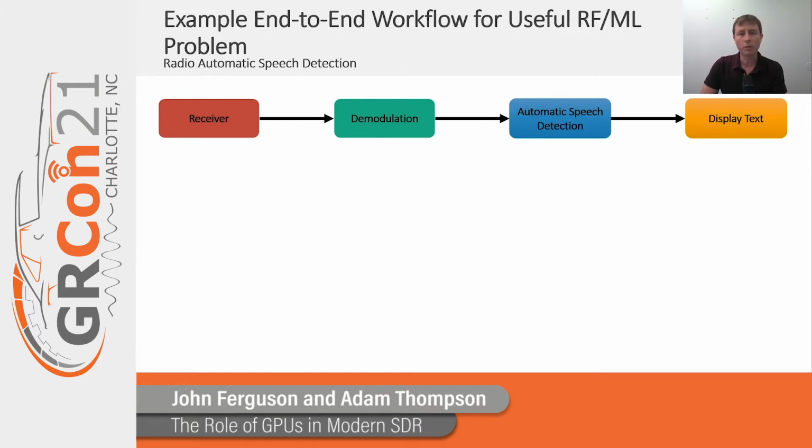What we ultimately want to do is have an end-to-end workflow that is interesting, that leverages hardware, CPU compute, GPU compute. We wanted to leverage signal processing, and we wanted to leverage machine learning. So the example that we're going to be showing here is receiving FM signals, demodulating them using the CPU and GNU Radio, performing some automatic speech detection and automatic speech recognition using a combination of GPU and CPU compute, and then ultimately displaying that for the user. So think of this as kind of radio automatic speech detection.